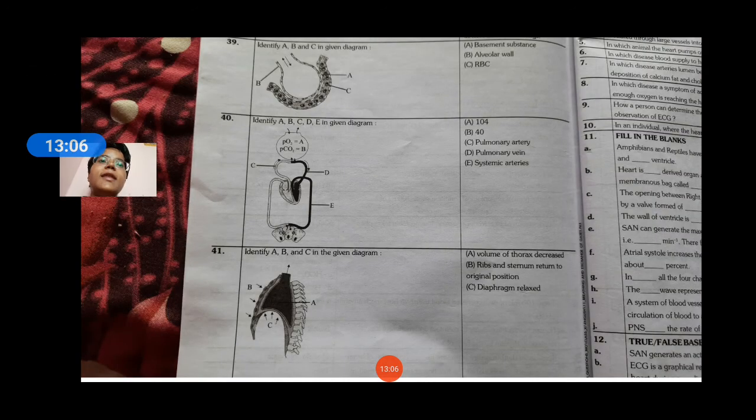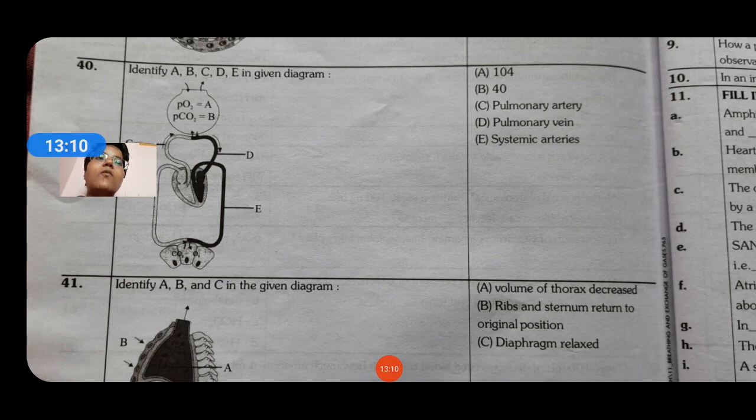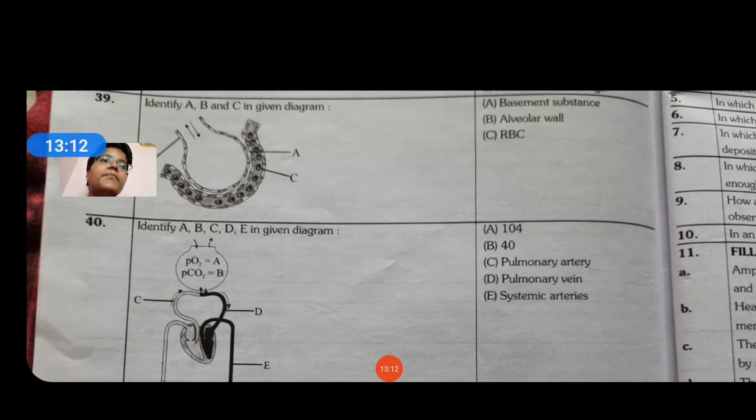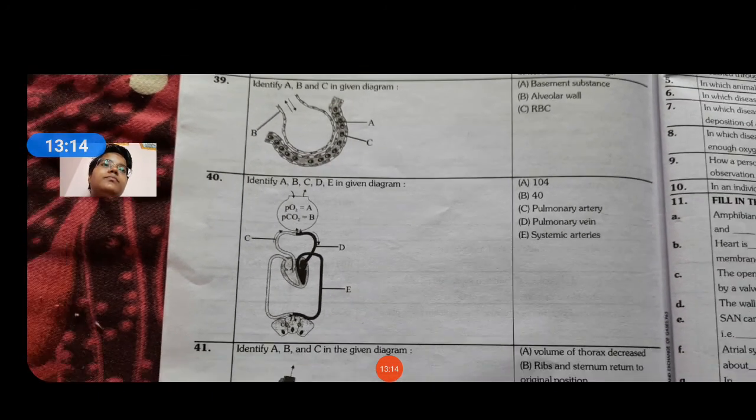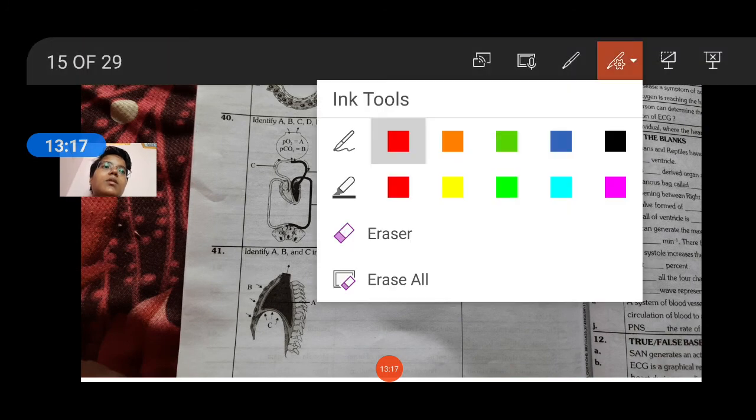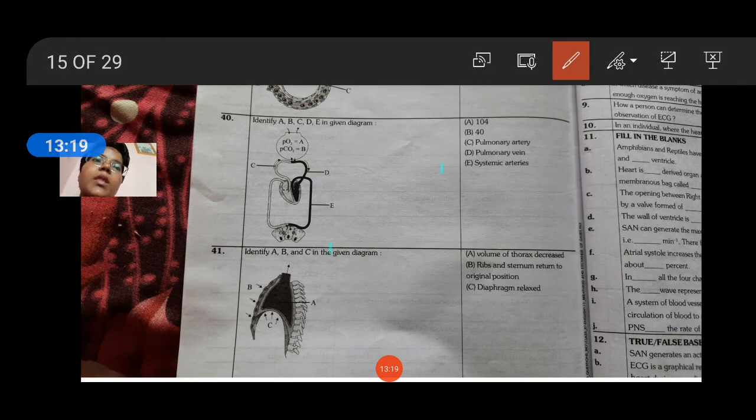Now, the next slide. Here you can see A is 104 and B is 40, C is pulmonary artery, D is pulmonary vein, and E is systemic vein.